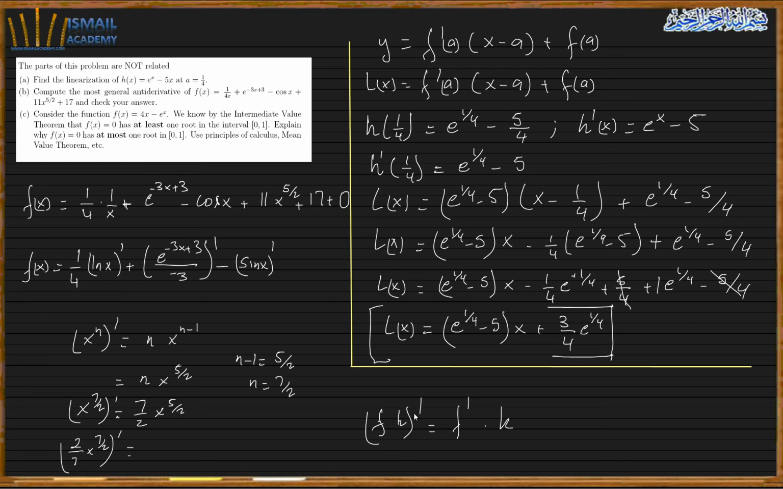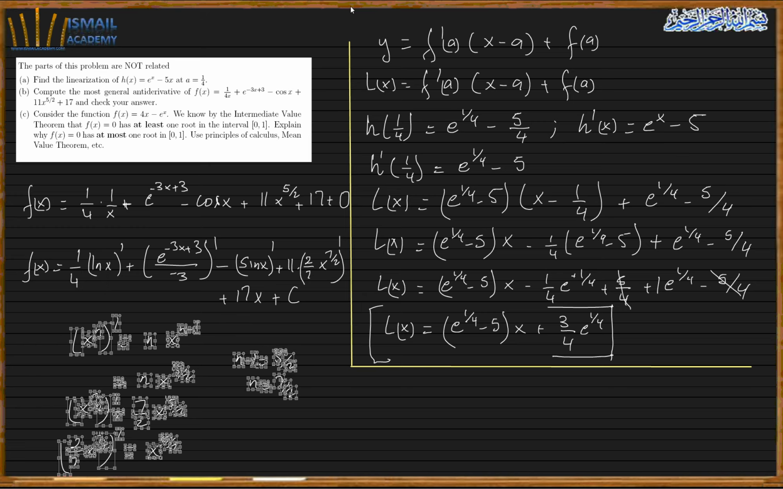If k is a constant, you can put it as a product of the function and put the derivative for both of them. It's not a big deal. Alright, so here x to the 5 halves, I'm going to substitute by this expression, so here will be plus 11 times 2 over 7 x to the 7 halves prime and plus 17, so we'll do here plus 17x plus c prime, because the derivative of a constant is always 0. So this is what I got for f.